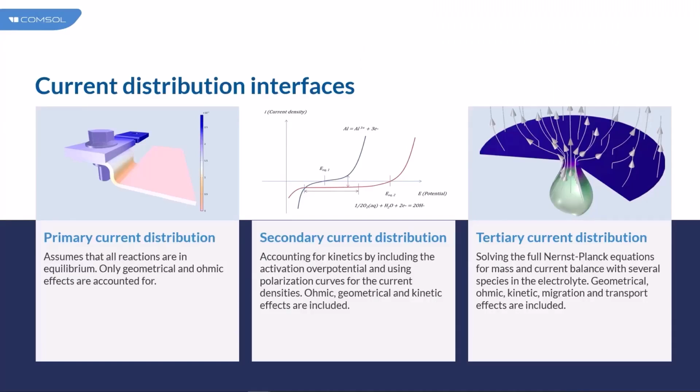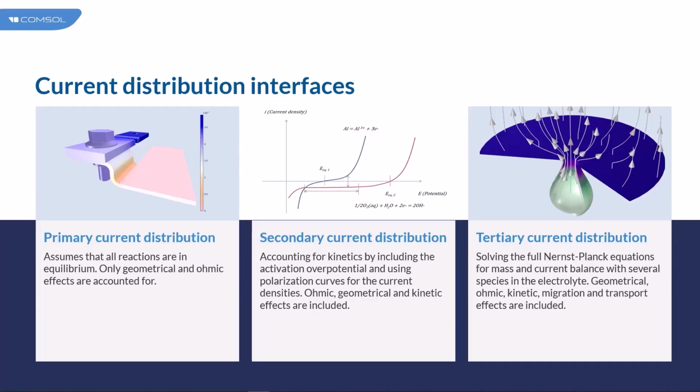So these three interfaces that we have, or three different categories that we have, it's like primary current distribution, where we assume that all reactions are in equilibrium and they are very fast, so we only have geometrical and ohmic effects that are accounted for in the primary current distribution. Then for a secondary current distribution, we account for the kinetics by including the activation overpotential and using polarization curves for the current densities. In this case, ohmic, geometrical and kinetic effects are included.